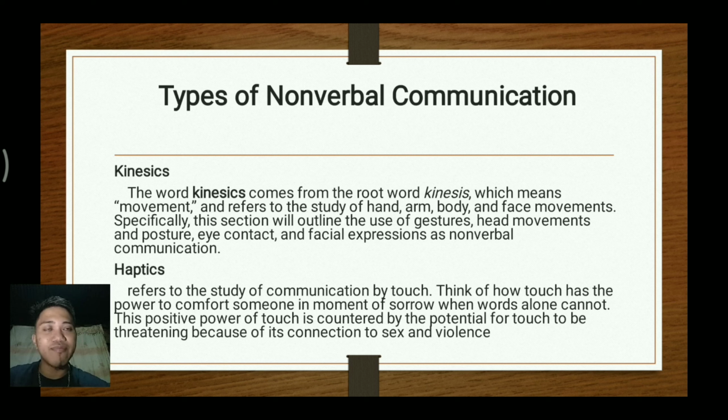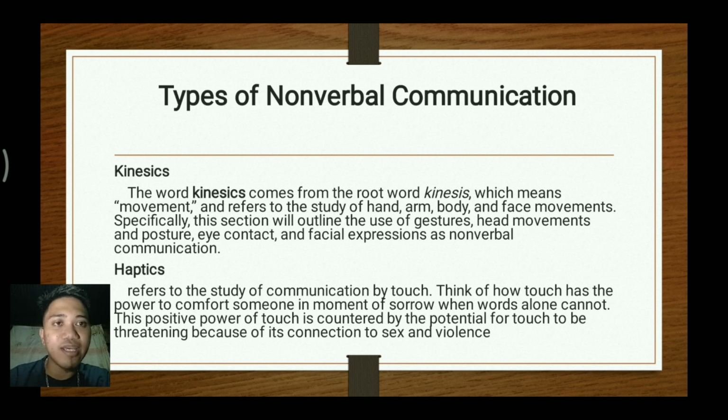There are actually types of non-verbal communication. Kinesics. The word kinesics comes from the root word kinesis, which means movement, and refers to the study of hand, arm, body, and face movements. Specifically, this section will outline the use of gestures, head movements, postures, eye contact, and facial expression as nonverbal communication. So basically, kinesics focuses on the hand, arm, body, and face movements.